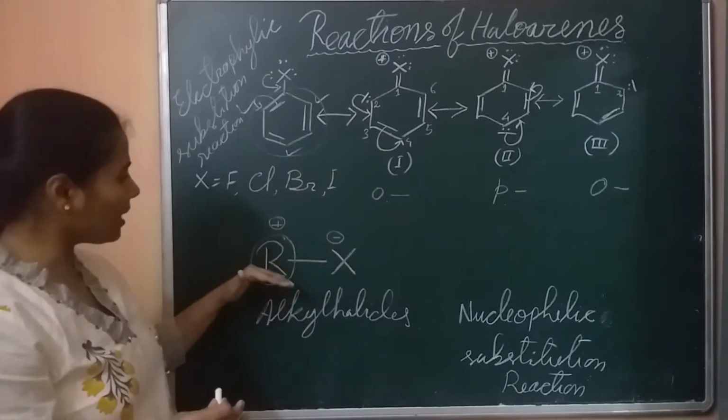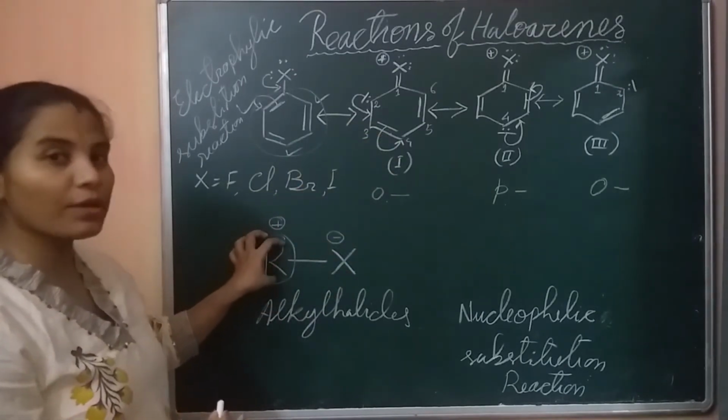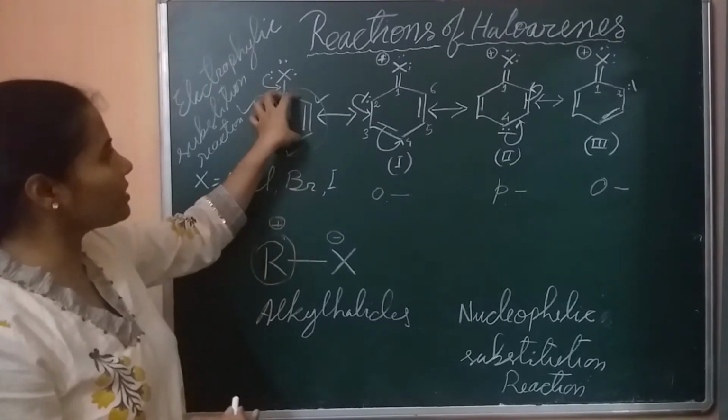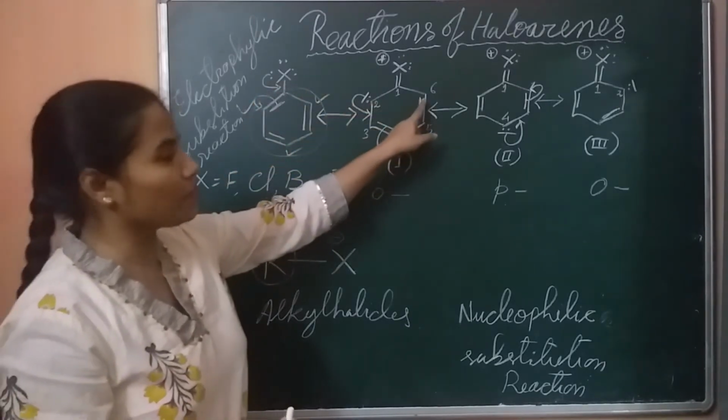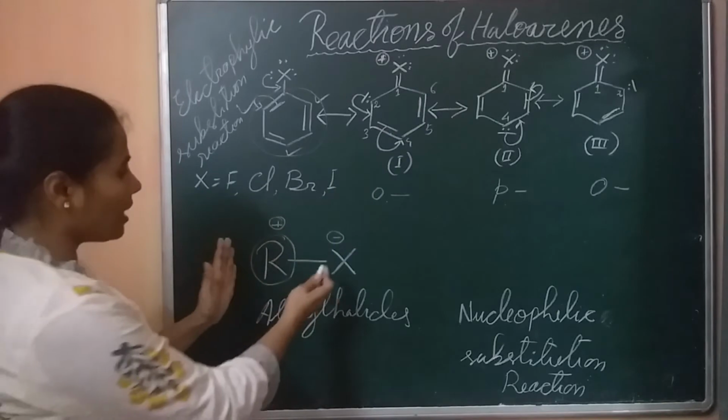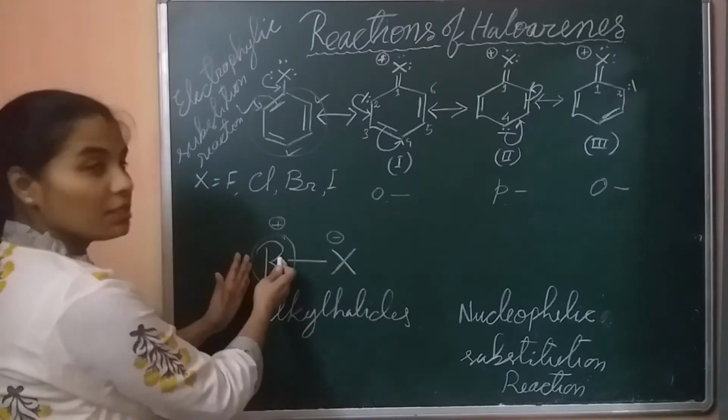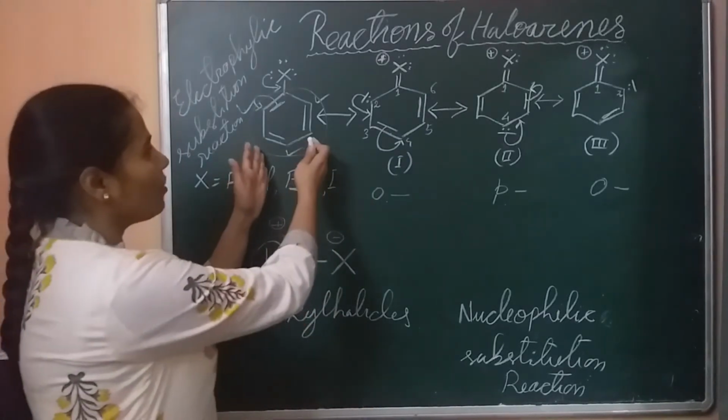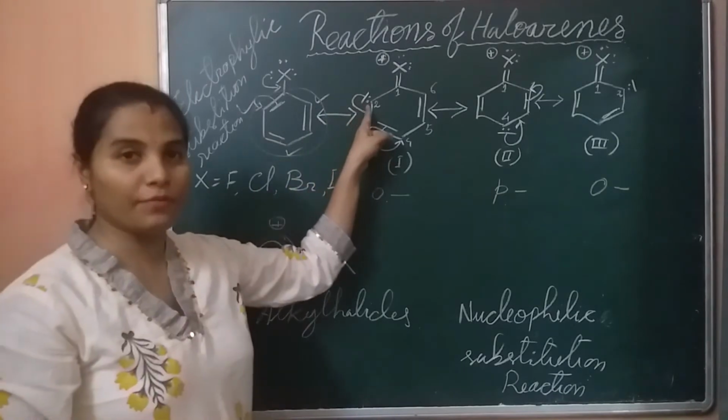You see, in alkyl halides, there is also a carbon atom. In haloarenes, there are also carbon atoms. But in alkyl halides, the carbon is positively charged. And in haloarenes, the carbon is negatively charged.